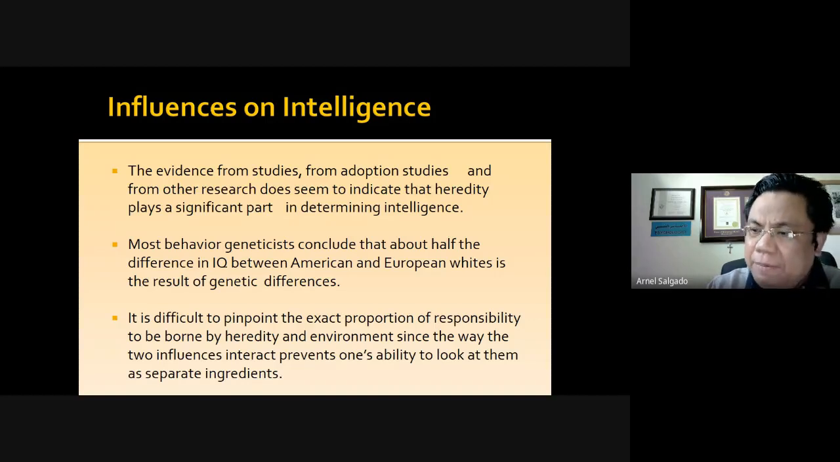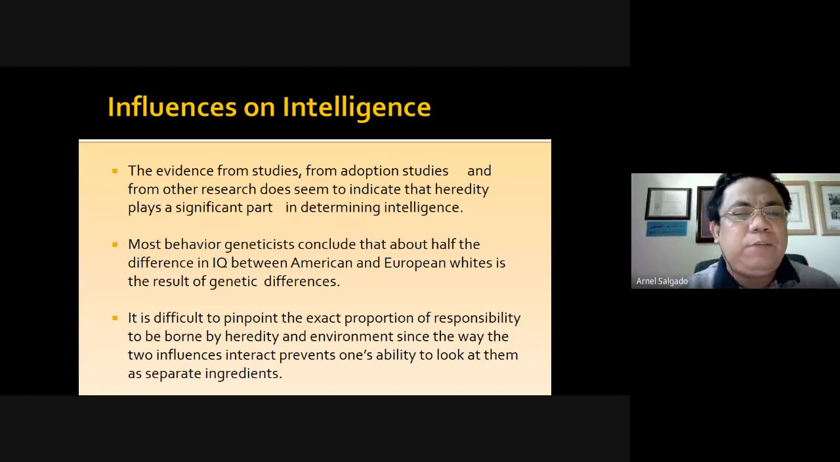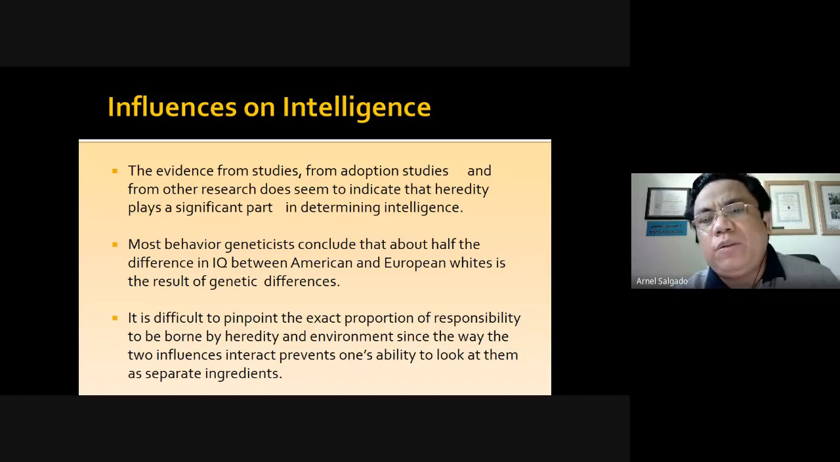There is a big problem in this case. Now it is difficult to pinpoint the exact proportion of responsibility to be borne by heredity, as always, because there is always an ongoing debate between nature and nurture, heredity and environment, since the way the two influences interact prevents one's ability to look at them as separate ingredients.